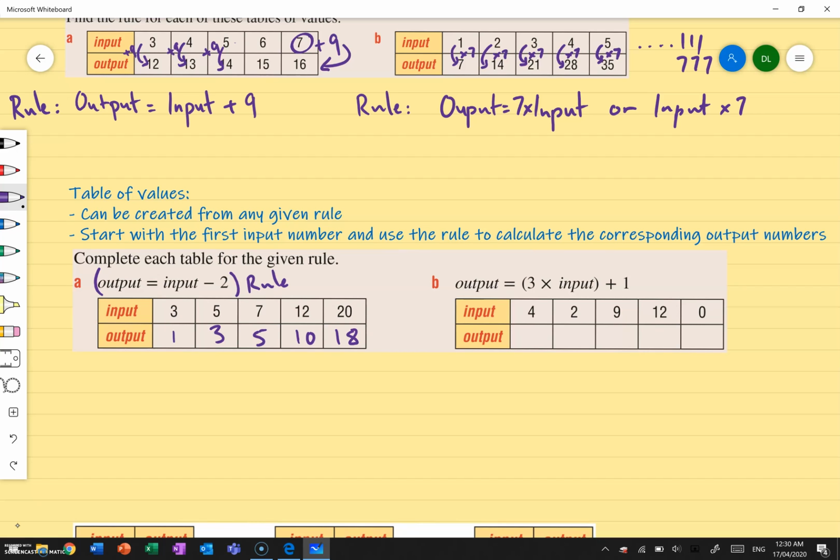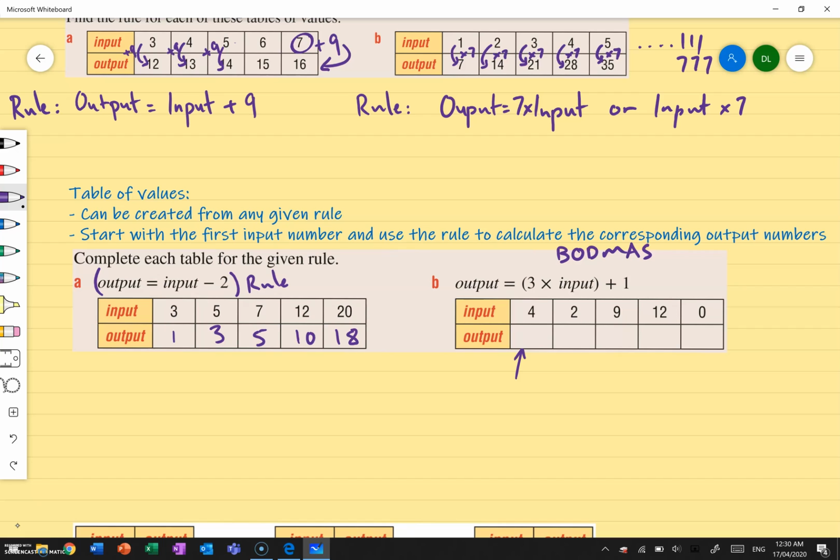Alright, let's do this one over here. It says my output over here is 3 times my input and then plus 1. Remember my brackets first, right? So our BODMAS, remember that. So 3 times my input and then plus 1. So let's do this one over here.